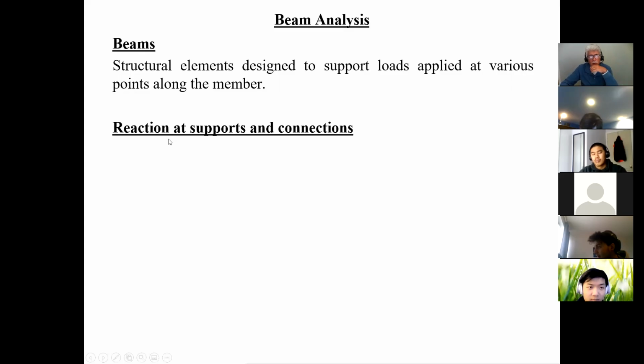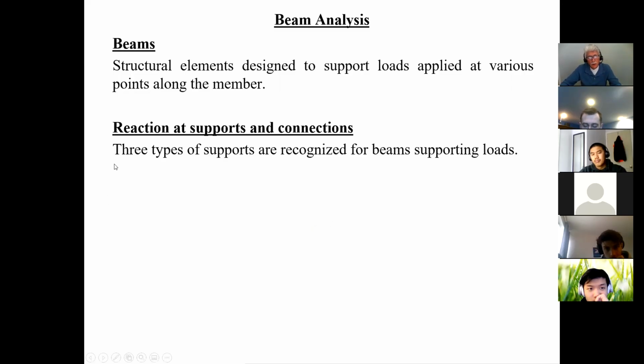Now, of course, reactions at supports and connections. And I say connections because you'll see I'm going to have one beam called a combined beam where I'm going to be putting a pin connection, and you should be able to calculate the reactions at that pin connection. Now, 3 types of supports are recognized for beams supporting loads, okay? And this, like I said, is a review, okay?